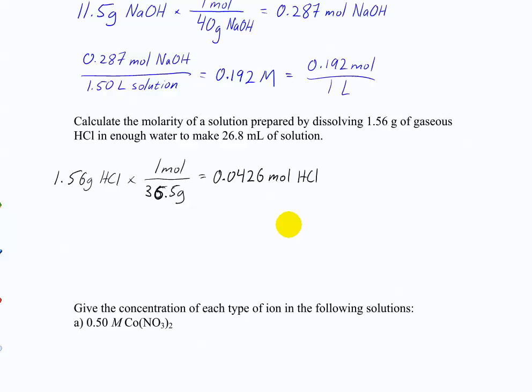And then what are we going to do to find the concentration? Divide by the volume of the solution, in liters, right? So that means we take 0.0426 moles HCl, and we divide that by 26.8 milliliters. So that's 0.0268 liters of solution. Whoops, that's liters, yep. And that comes out to 1.52 molar.